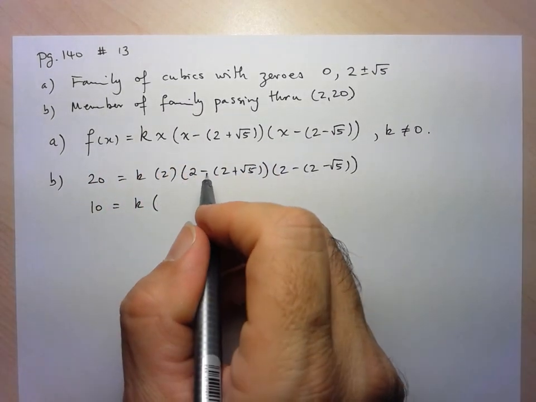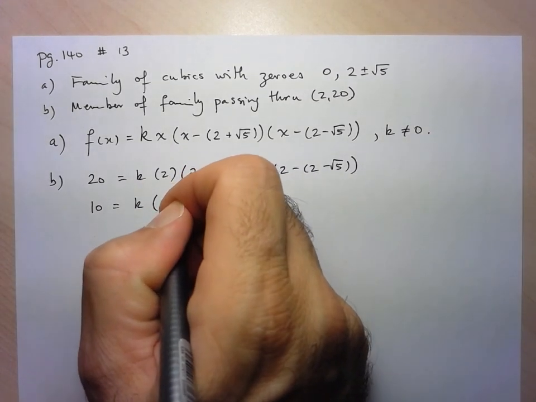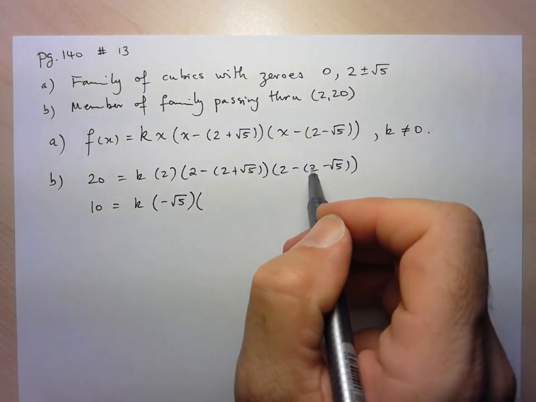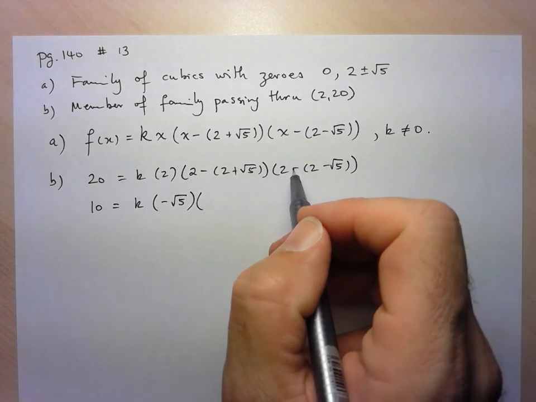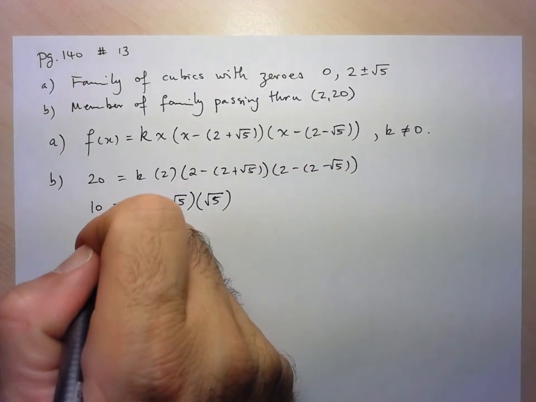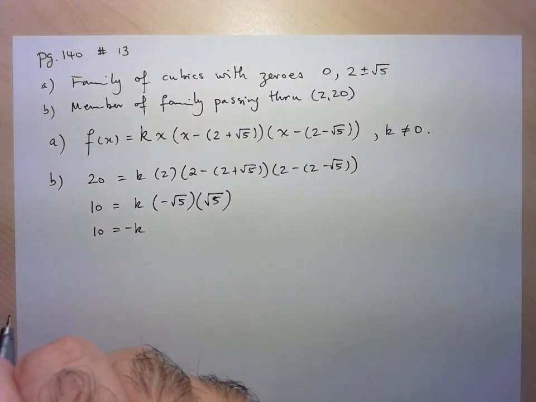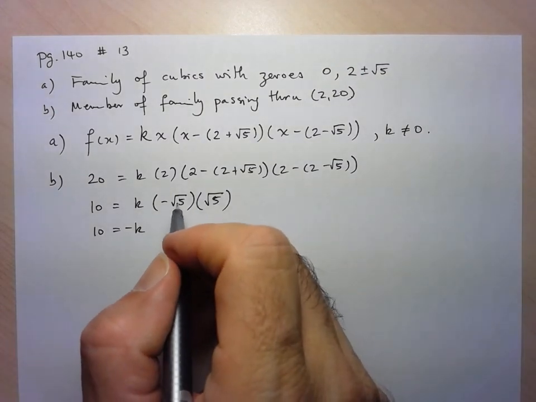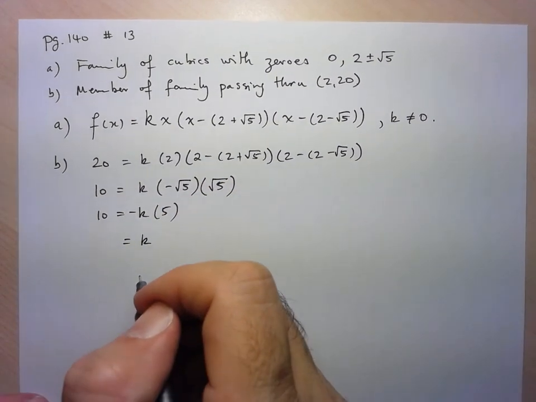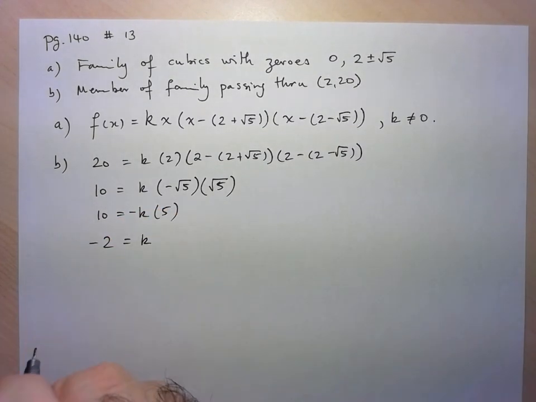We're left with 2 minus 2 is 0. But don't forget we're subtracting this root 5, so we're left with a negative root 5. That's all we have left in the left bracket. And here again, 2 minus 2 is going to be 0, but then minus negative root 5 is going to be plus root 5. So in the end, we've got negative root 5 times positive root 5. Negative times positive gives a negative, and root 5 times root 5 is just 5. So we just have to divide left and right by negative 5. So we're left with k equals negative 2.